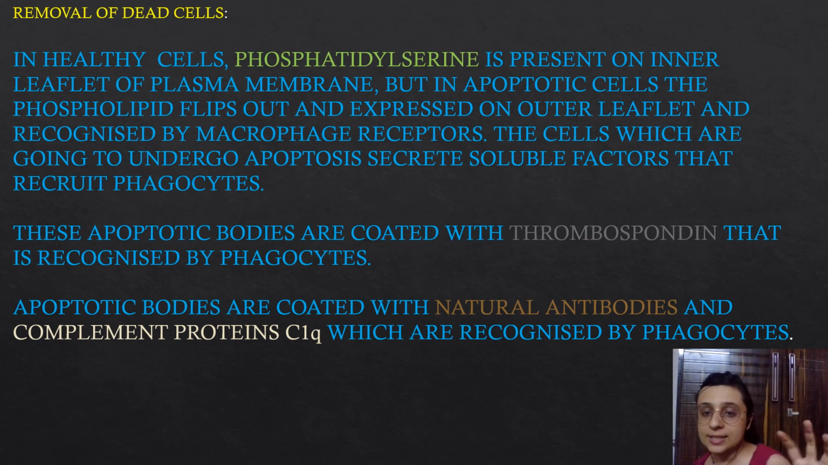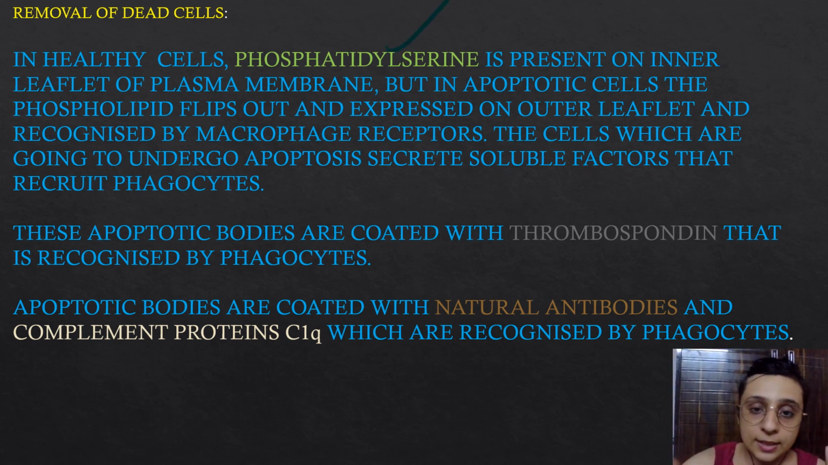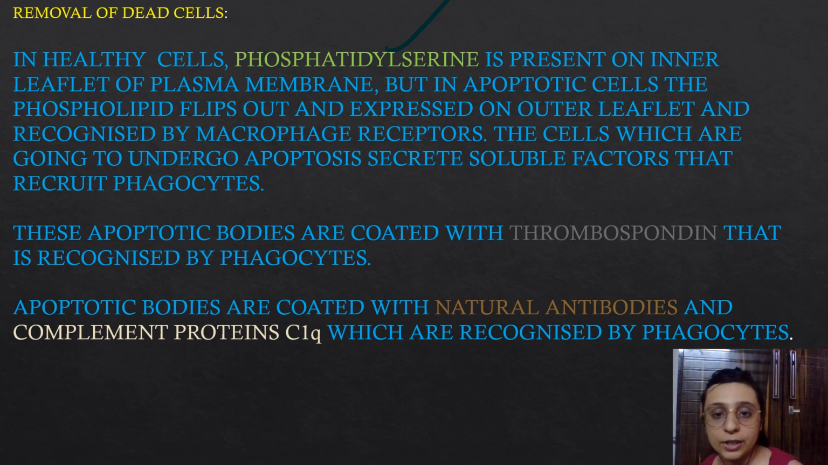Right. So once these are fragmented, these cells will express certain molecules on the surface. They have already died, and now they have to be engulfed. They will ask the macrophage to engulf them. What are they? First, phosphatidylserine, which is normally present on the inner leaflet of the plasma membrane, but in apoptotic cells it will flip out and get expressed on the outer leaflet so that it can be easily recognized by the macrophages, so that the macrophages can easily phagocytose them, right? So these molecules are acting as signals for the macrophages to recognize them and engulf them.